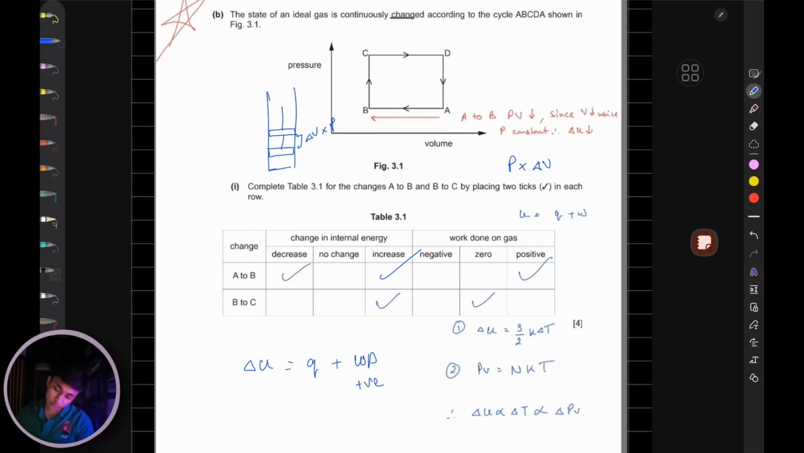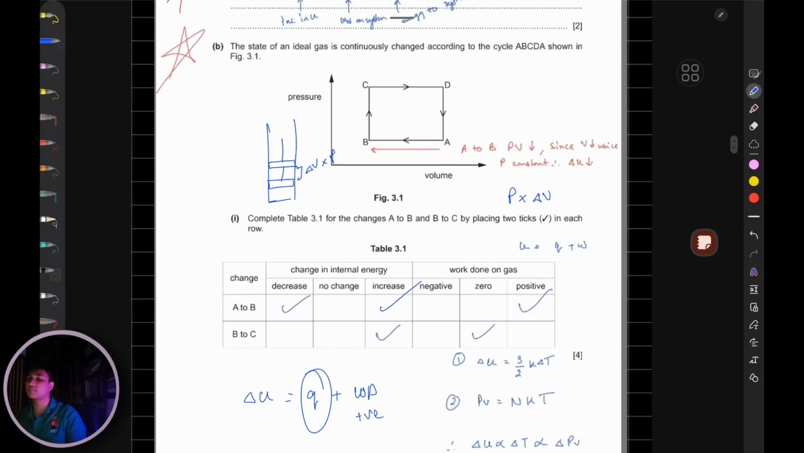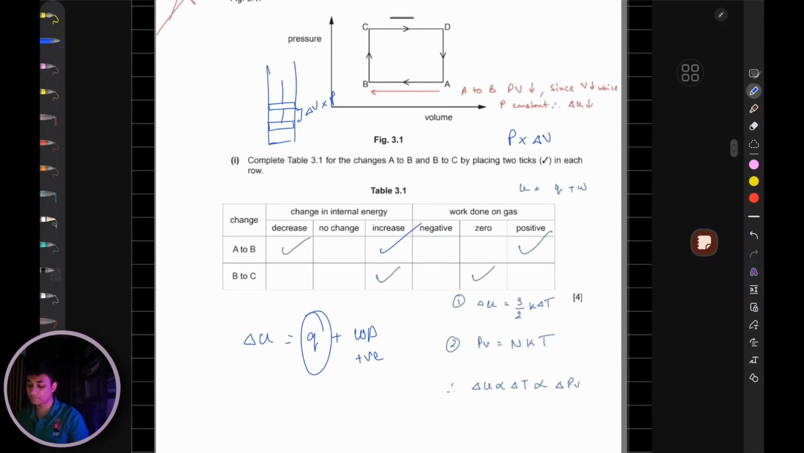However, no. You forgot about the variable Q. There is also another variable Q, thermal energy. And in this question, nowhere have they mentioned what's happening to the thermal energy. Is it being transferred? Is it being withdrawn from the system? Which is why you have to do something peculiar. That is, take the help of delta U is equal to 3/2 kT.